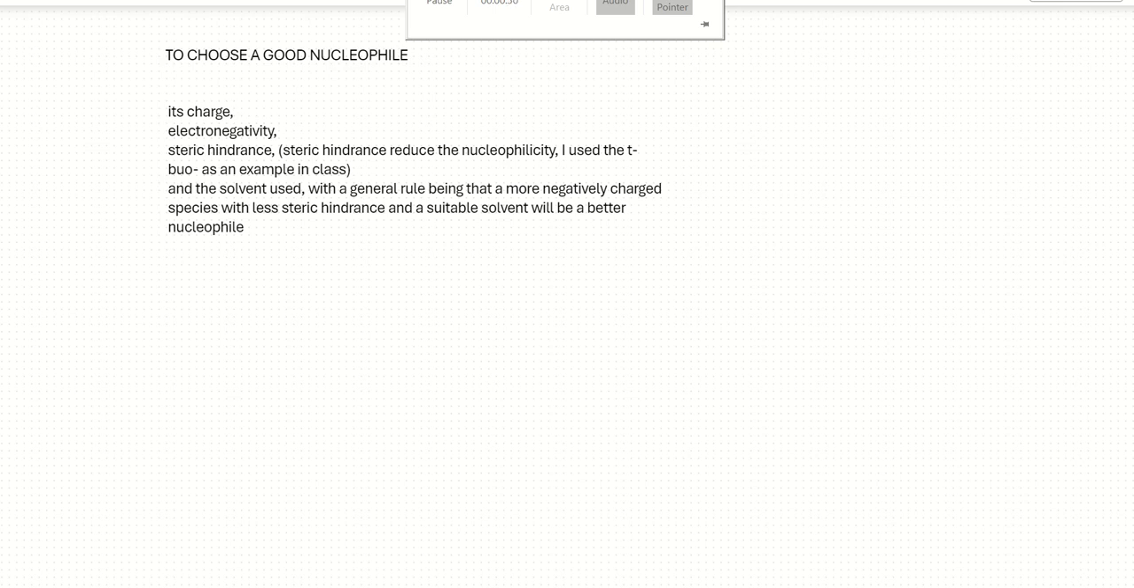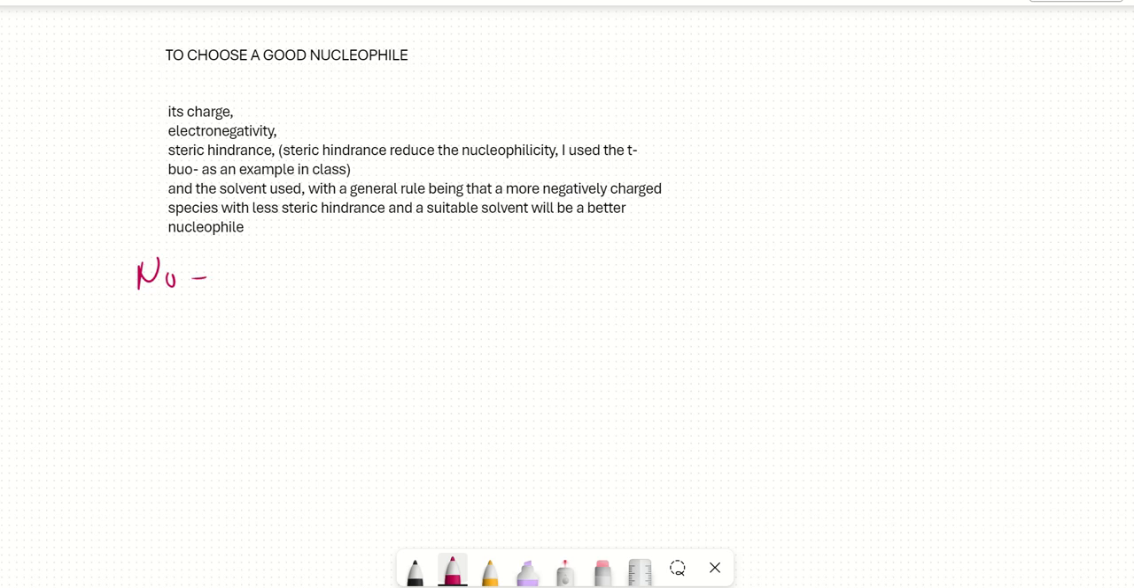Remember that I said that if you use a protic solvent with a strong nucleophile, this protic solvent will reduce the nucleophilicity of the nucleophile. Okay, so you can look at those factors to see if they're good nucleophiles or not. So a nucleophile, it's what we call a Lewis base, right?